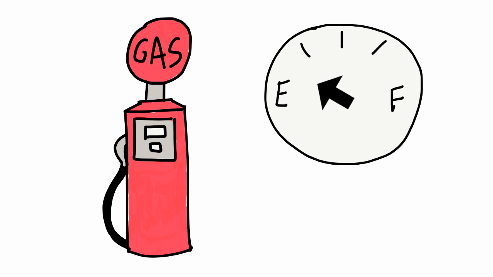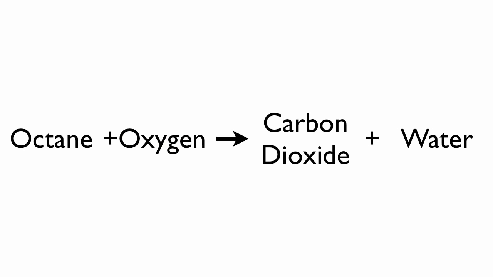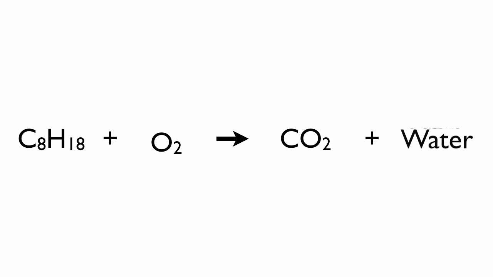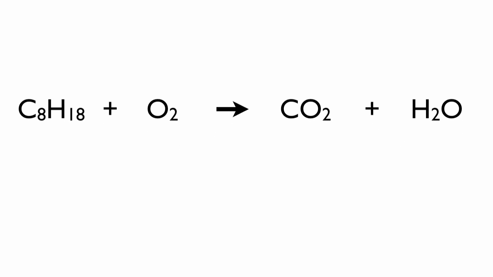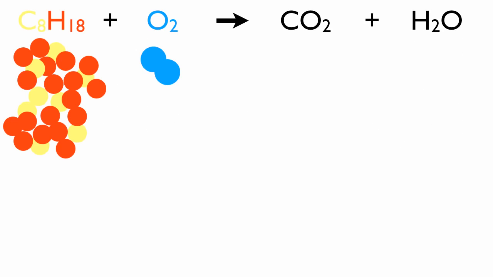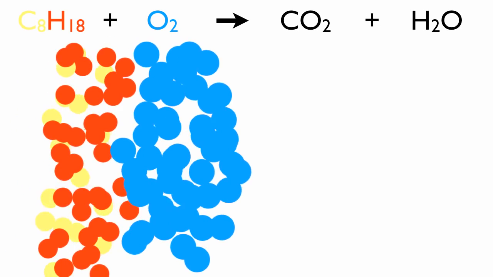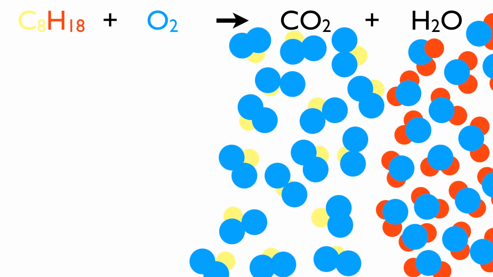Another chemical change happens when you drive your car. Gasoline enters your car as octane. Octane is C8H18. In your engine, oxygen is introduced, and the octane changes into carbon dioxide and water. This is a chemical change because octane is no longer a molecule. Something new has been created.